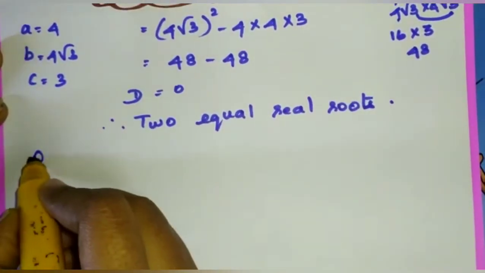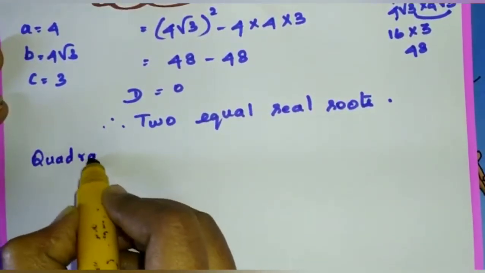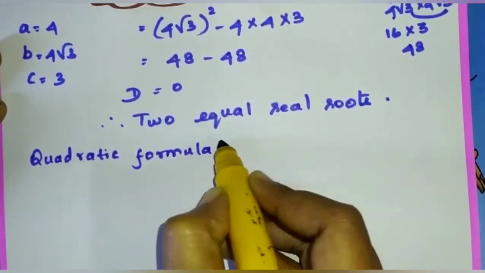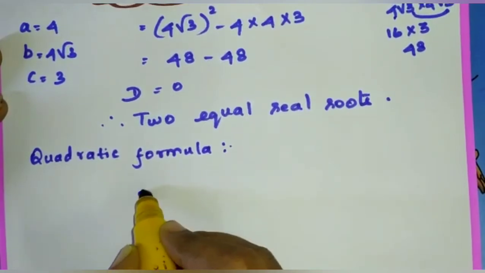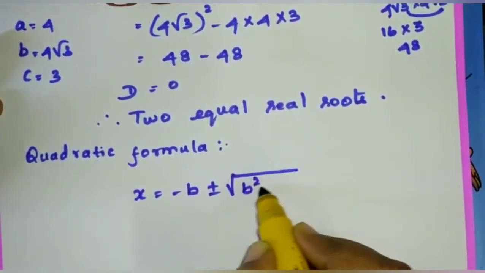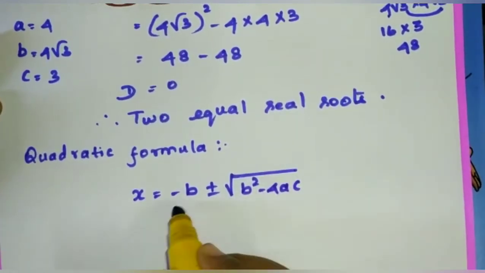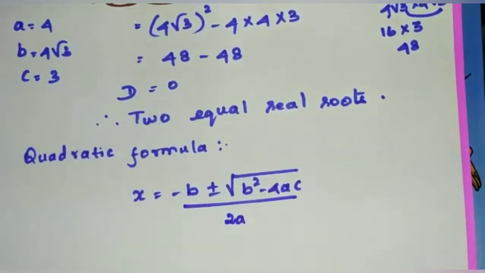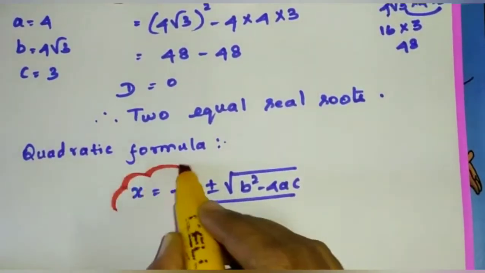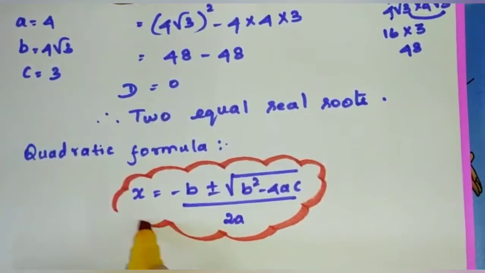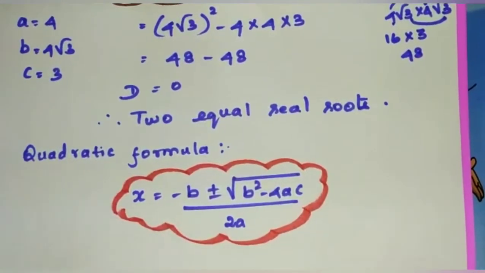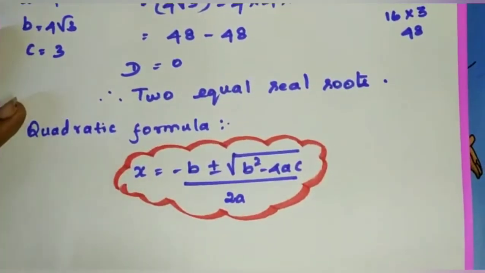Okay. Now write the formula. Quadratic formula. Quadratic formula is x is equal to minus b plus or minus root of b square minus 4ac divided by 2a. This is a formula. Don't forget this one. This is very important formula. Now substitute all the values of a, b and c.